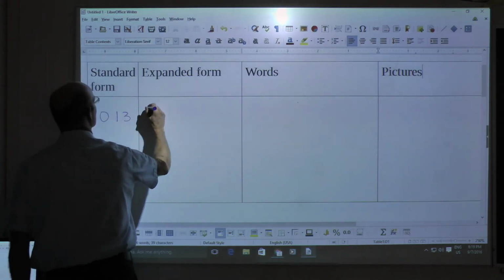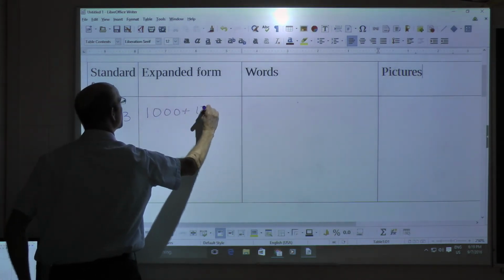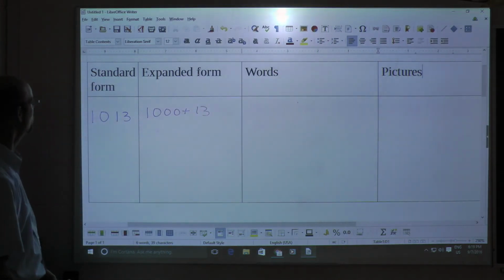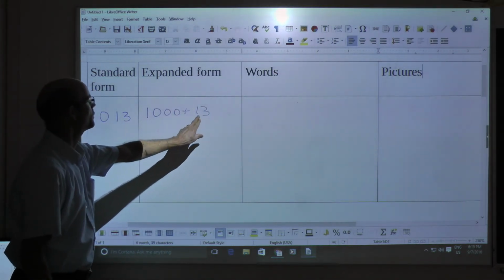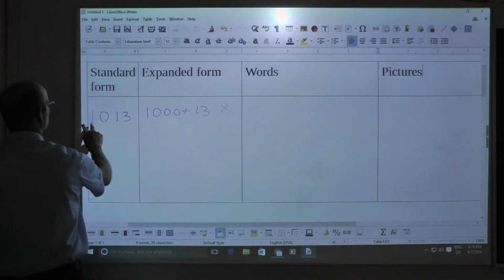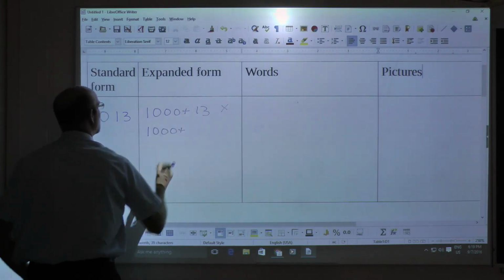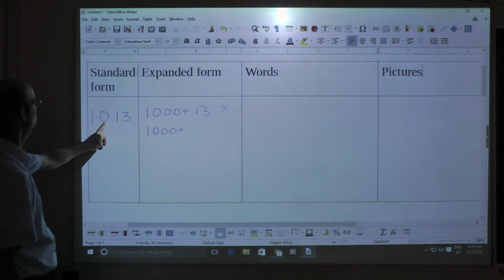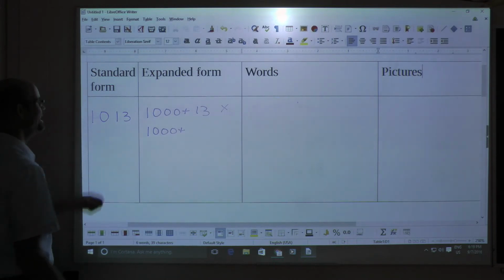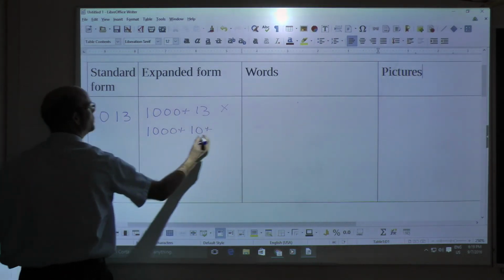They often will write it like this. 1,000 plus 13. This is incorrect because you're not accounting for the 2 different place values here. This is wrong, so let's fix it. I have 1,000. I don't have any hundreds, so I won't write anything there. I do have 1 ten. And I do have 3 ones.